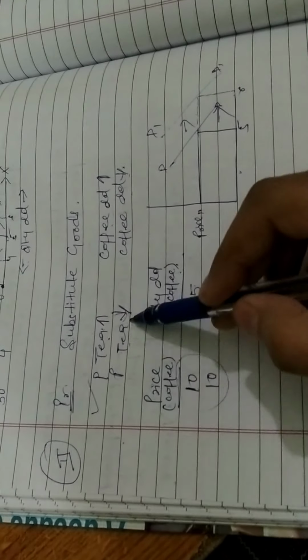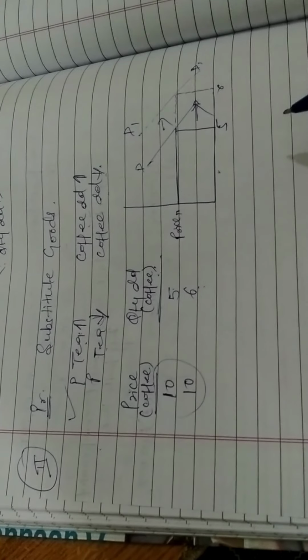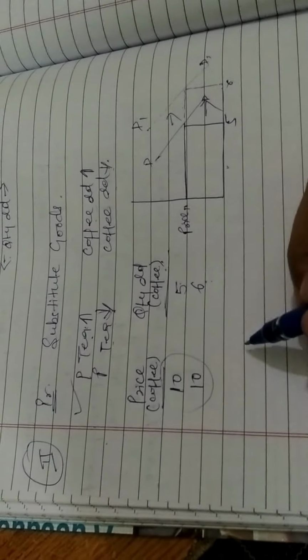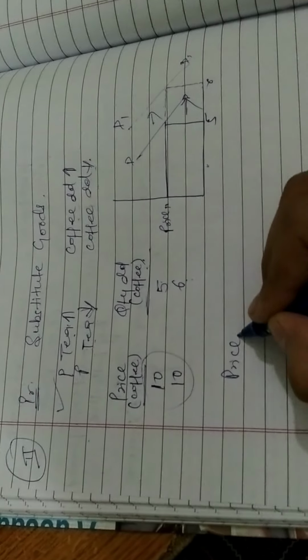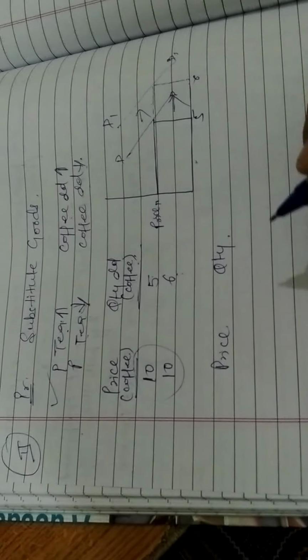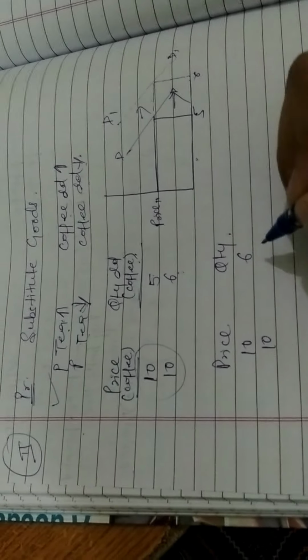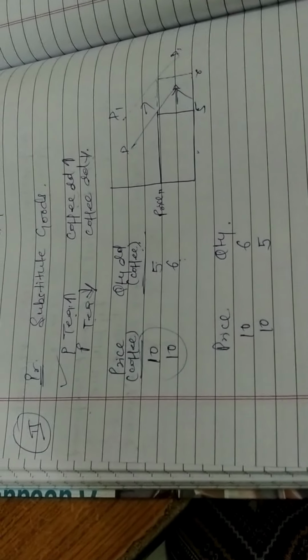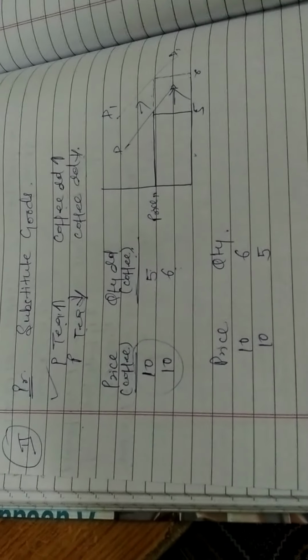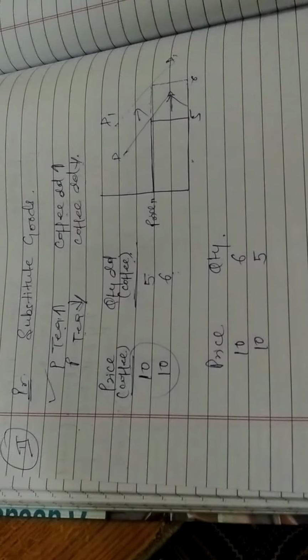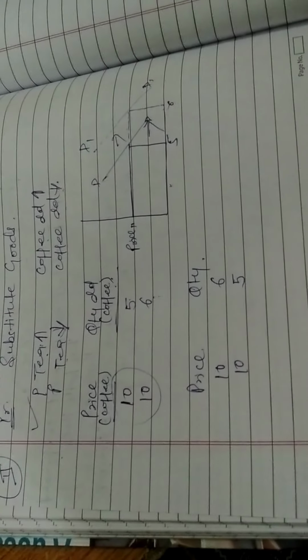What happens when the price of tea falls? Then the demand of coffee also falls. So here, price of coffee and quantity of coffee: no change in commodity's own price, but then also demand falls from 6 to 5 units, because there is a fall in price of its substitute good, which is tea.